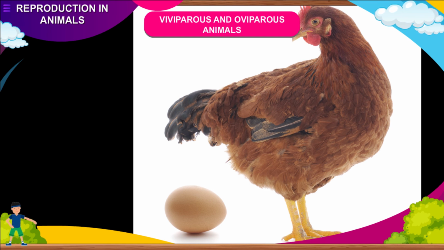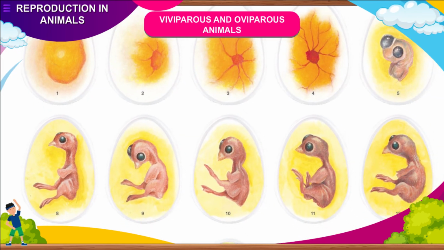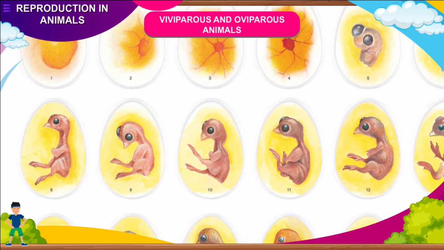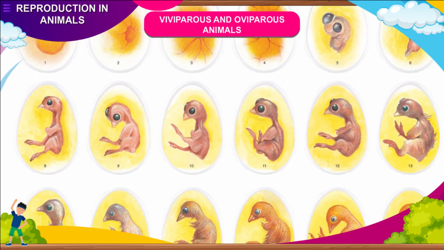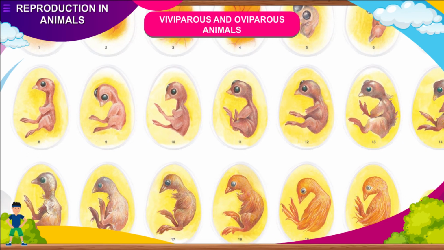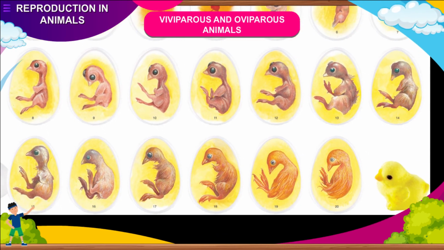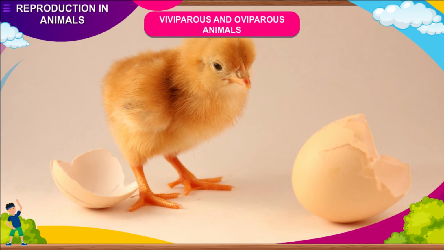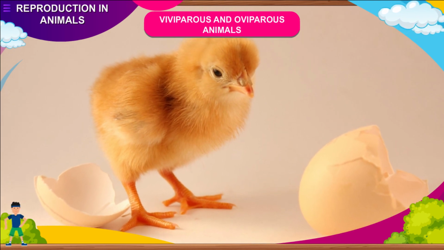The hen then sits on the egg to keep it warm. Development of the chick takes place inside the shell. It takes about 3 weeks for the embryo to develop into a chick. The chick now comes out by breaking the egg.